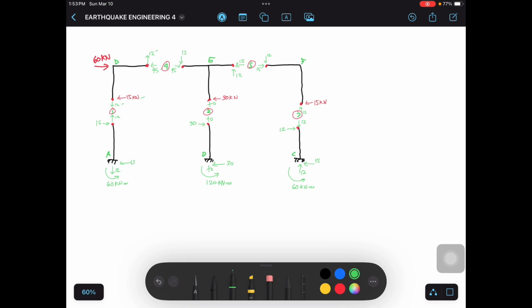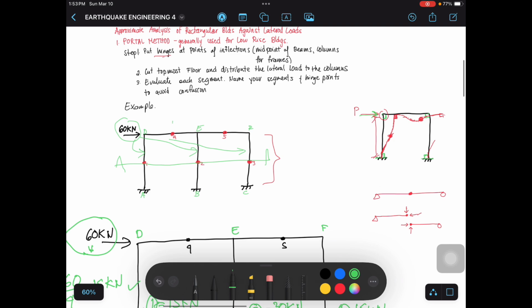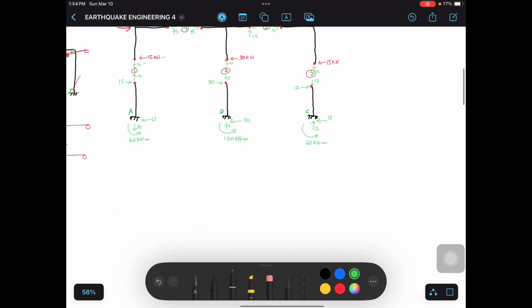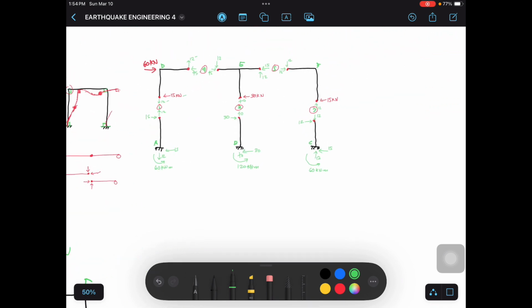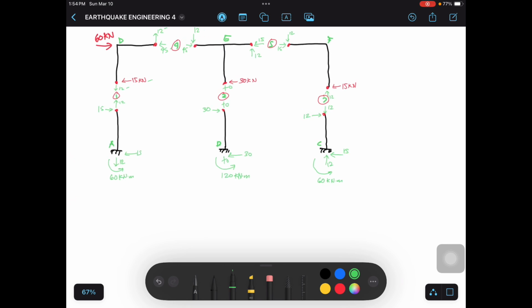So kung makikita nyo, each segment should be in equilibrium, and then each section, kunwari kung nandito ka, kung isang section mo to, it should be in equilibrium. So lahat equilibrium, pati yung buong structure should be in equilibrium. So let's see if the whole structure is in equilibrium. Gawin natin ang summation of forces horizontal ng structure.